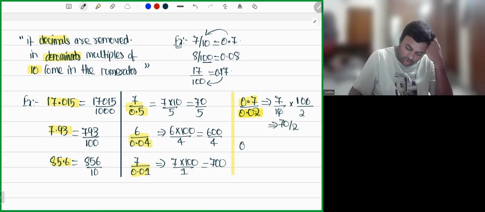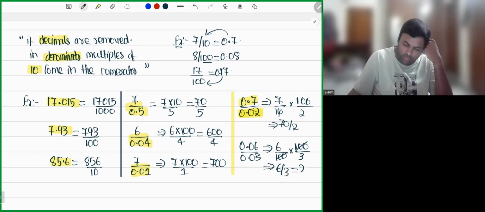Sir, I'm having something like this, 0.06 divided by 0.03. How will I write it? First, deal with the numerator separately, 6 divided by 100. Now, deal with the denominator separately. So, 6 divided by 3, which is equal to 2.